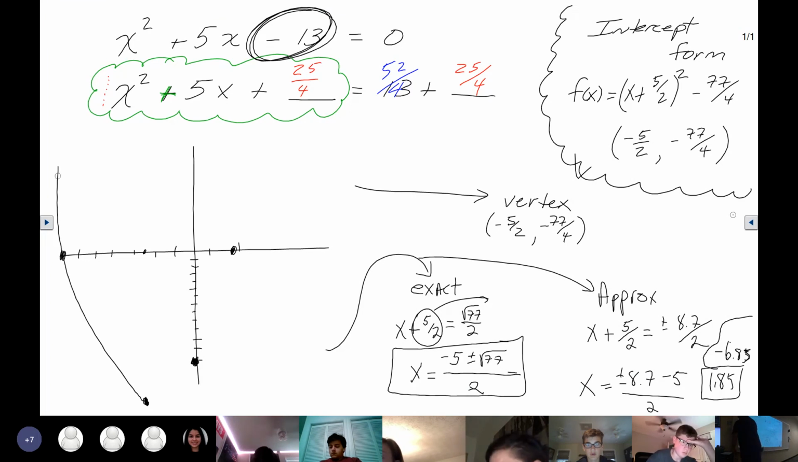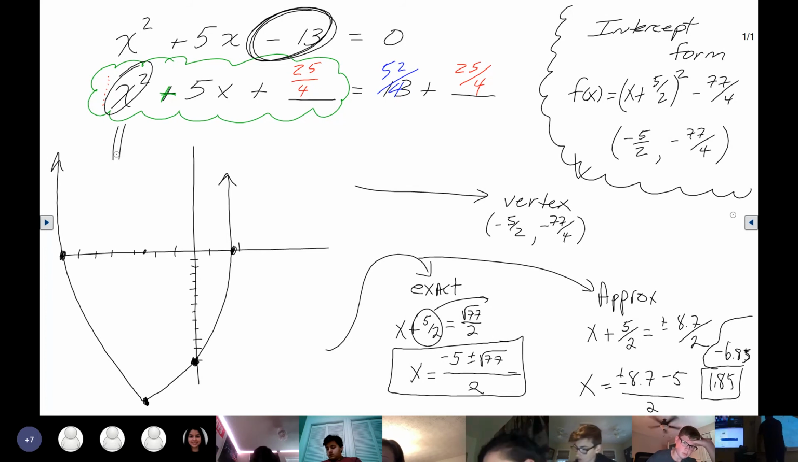And what do y'all notice about the dots? If you've done everything correctly, they all what? Line up. Domain, since this is an x to the second, all real numbers. Range is from -77/4 to infinity.